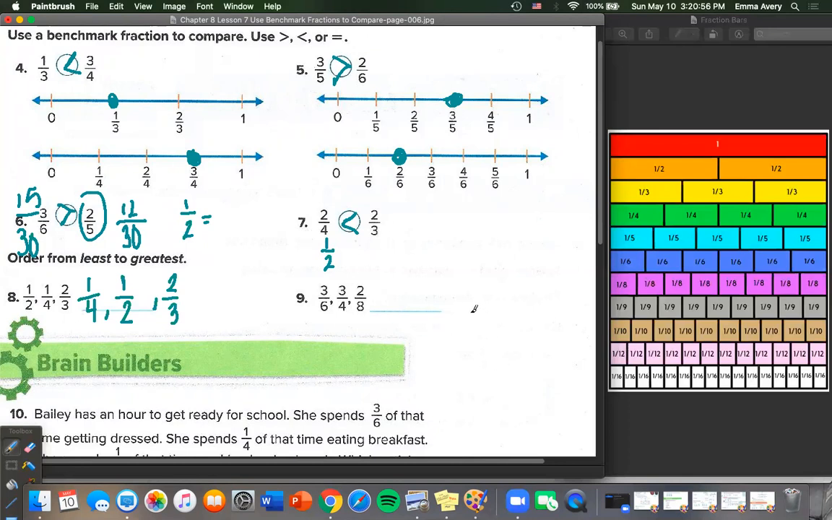Now number 9, we have 3/6, 3/4, and 2/8. Well, first we can simplify our 3/6 to 1/2 and see that that's going to be our benchmark fraction. We can use our numerator trick to see that because these both have a numerator of 3, 3/4 is going to be greater than 1/2, which leaves 2/8 as smaller than. We can also check that because 2/8 is equal to 1/4, and 1/4 is smaller than 3/4.